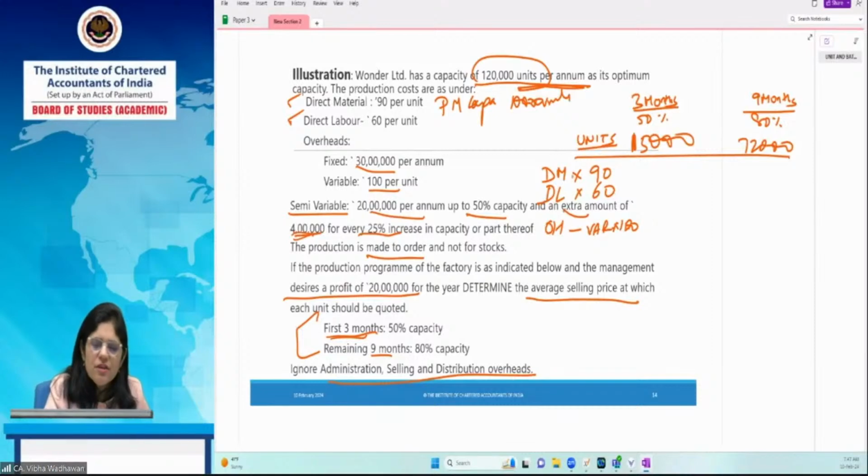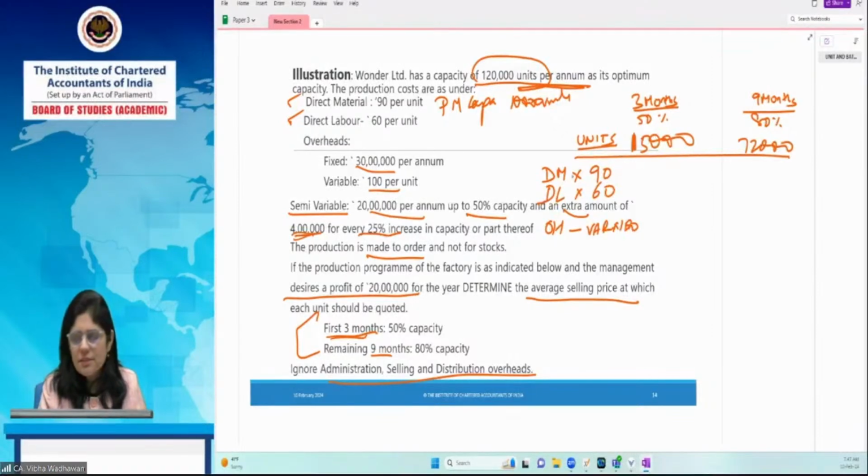Yes, for the first 3 months, it has to be 50% of 30,000. For 9 months, the capacity is 90,000 and 80% is 72,000. So now we are starting the costing. Direct material 90 per unit, direct labor 60 per unit, variable overheads 100 per unit. So we have the variable costing first.